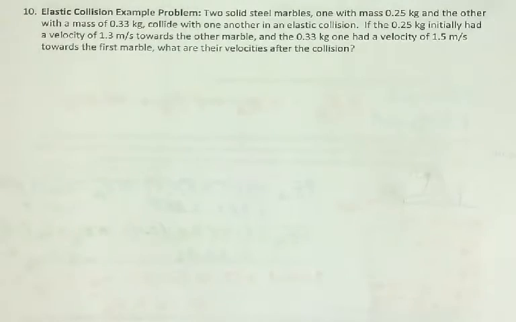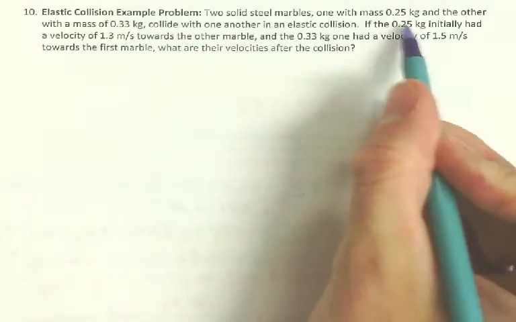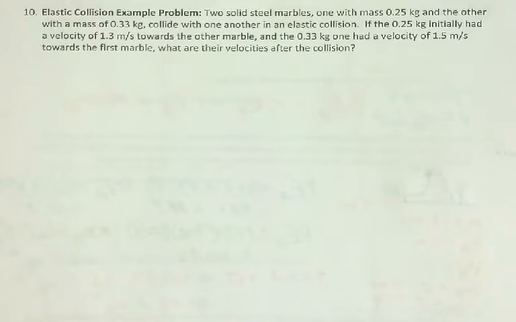Okay, so two solid steel marbles, one with a mass of 0.25, the other with a mass of 0.33, collide with one another in an elastic collision, so they conserve momentum and kinetic energy. If the 0.25 kilogram initially has a velocity of 1.3 towards the other, and the 0.33 one has a velocity of 1.5 towards the first, what are the velocities after the collision?